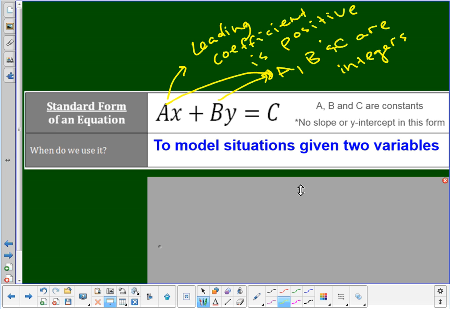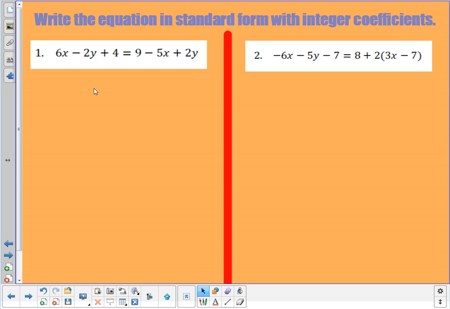We use this equation to model situations that are given two variables. A lot of situations that we read are going to be best modeled using a standard form equation. So let's just do some practice. Let's put the following equations in standard form.